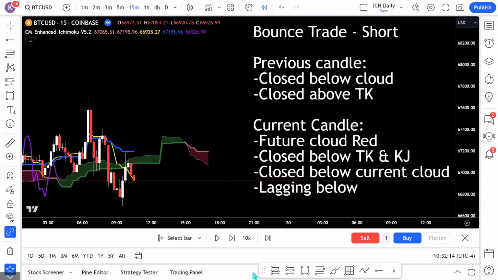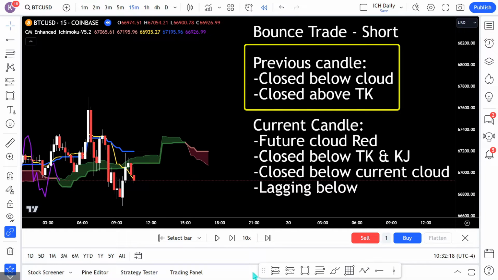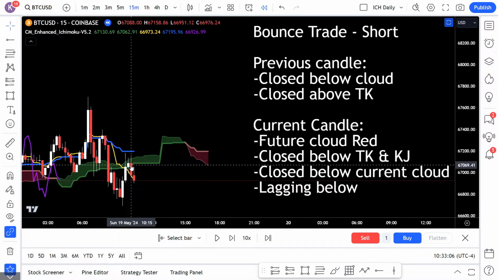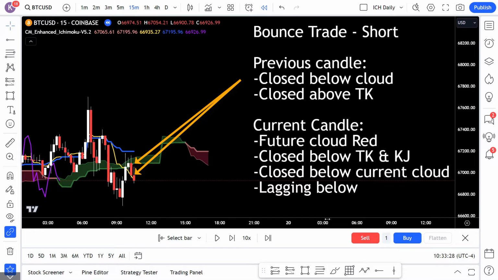I've gone over this in previous videos, but for the bounce trade short, the previous candle needs to close below the cloud but above the TK, which is the faster moving average. So the previous candle is in the crosshair. The yellow is the TK. We see the yellow is at 66,973, and then this candle closed at 66,976. So it closed above the yellow moving average. We also see the previous candle closed below the green cloud.